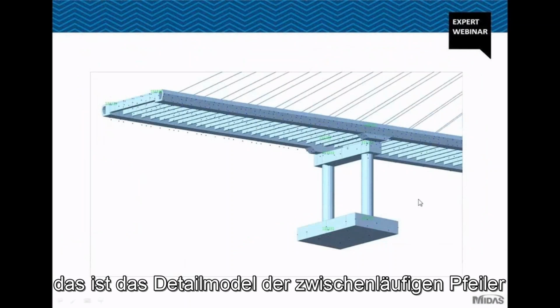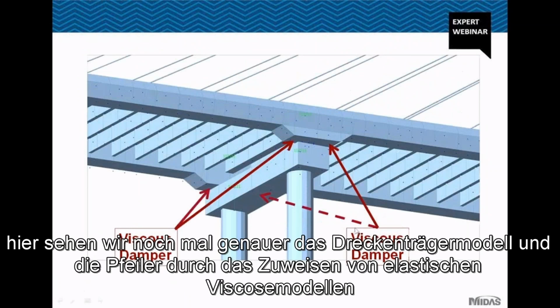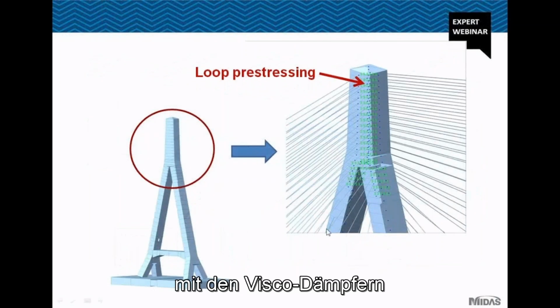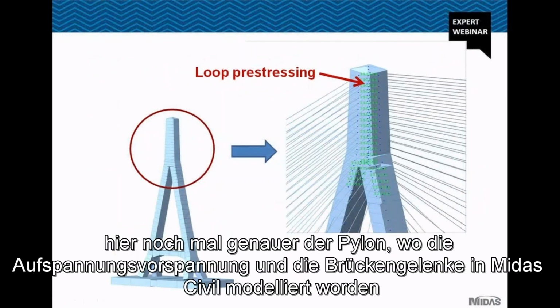This is the detailed modeling of the intermediate piers. We see more clearly here the detailed modeling of the deck girder and intermediate pier connection by assigning a viscoelastic model of viscous dampers. This is a detailed model of the pylon, in which the loop pre-stressing in the stay cable's anchorage zone was also modeled in Midas Civil.